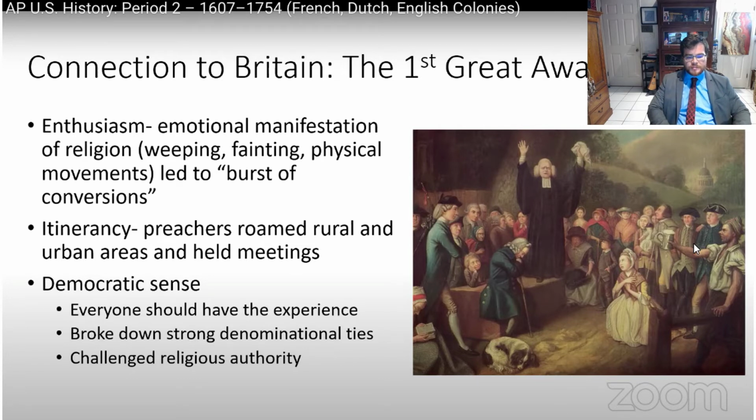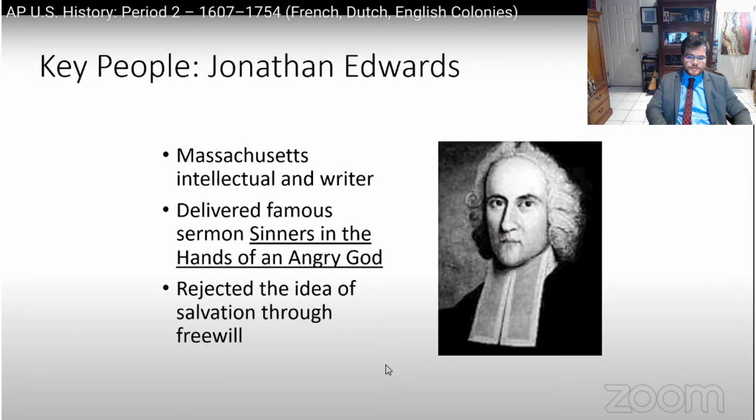Broke down strong denominational ties. I mean, if it's the Anglican Church or the Catholic Church, it doesn't matter. You can start your own church if you feel like it, as long as you're spreading the word and doing good things, right? Challenge religious authority. You don't need a central, huge, powerful figure. You don't need the Pope. You don't need the King of England. You just need people who are willing to listen, do good deeds, and interpret the word, right? So that's going to lead to the spread of democracy, and it's going to lead to the American Revolution, guys. So key people, Jonathan Edwards. Okay, Jonathan Edwards, huge.